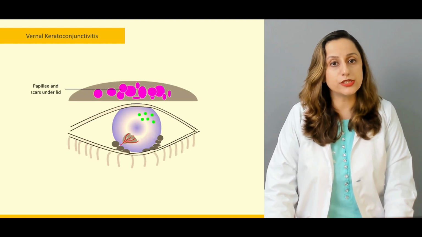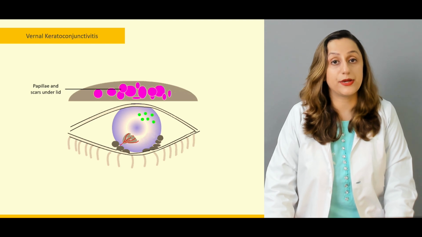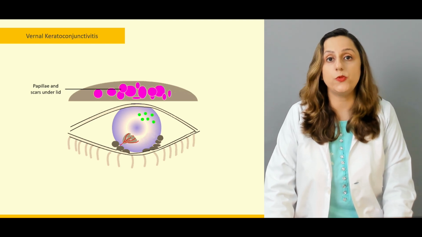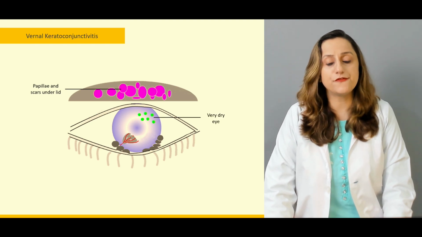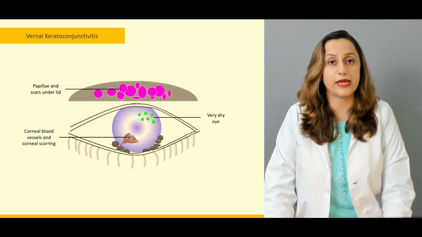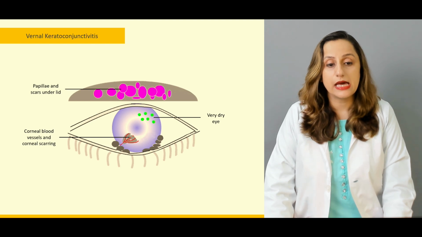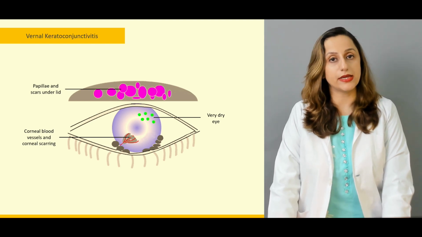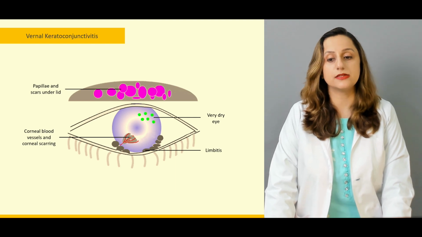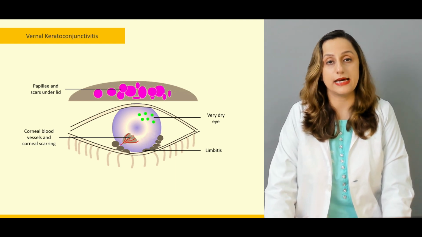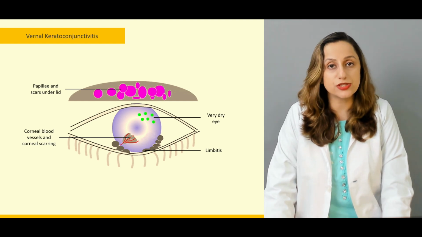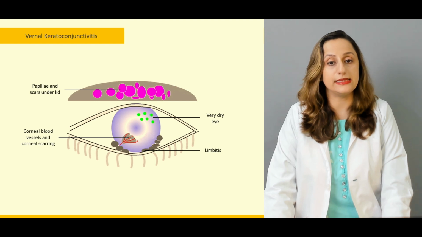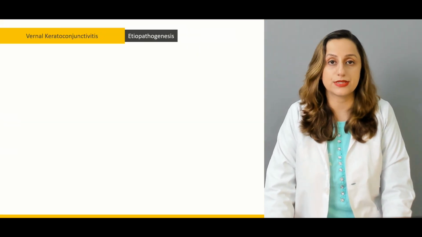The signs and symptoms would include the papillae and scars that are present under the lid, and obviously they are seen when we perform eversion of the lid in these patients. The patient would have a very dry eye, which is also known as xerosis. Corneal blood vessels and corneal scarring would occur, and usually there is limbitis, which is an allergic reaction or irritation occurring at the limbus.